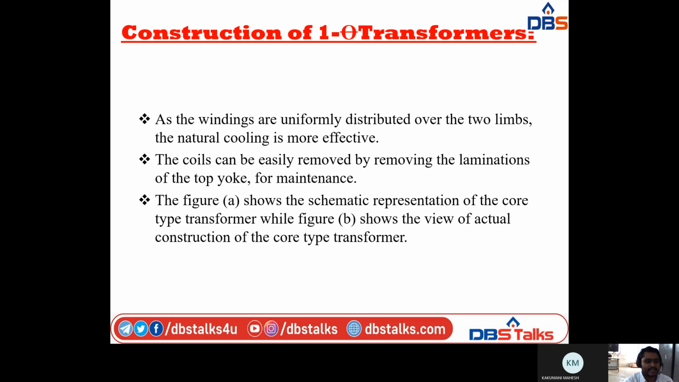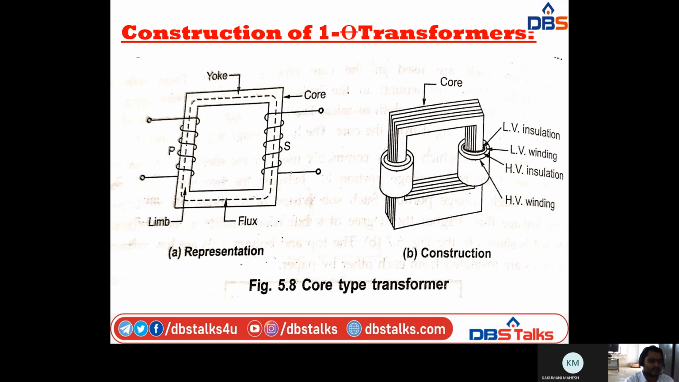One diagram shows the schematic representation of the core type transformer, and another diagram shows the view of the actual construction. This is the core type transformer. On the left side we have the representation, and on the right side we have the construction. In any type of transformer, the representation is like this. The rectangular shape is known as the magnetic core of the transformer, and to the core we are connecting two coils or two windings.